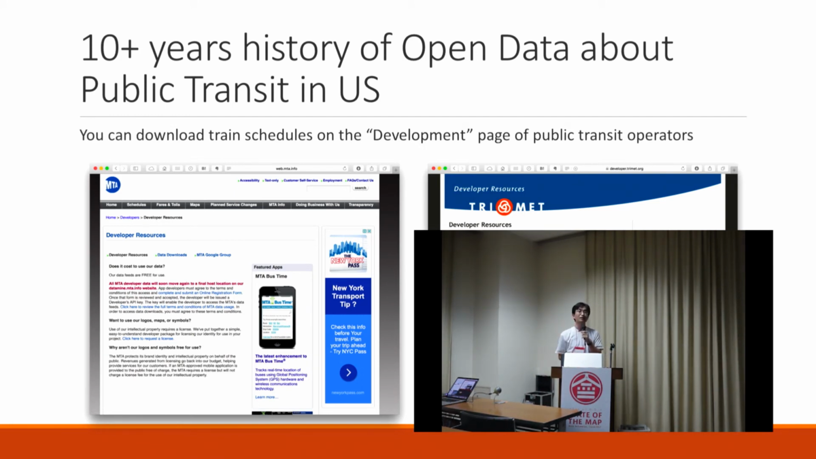If you visit US transportation operators, like in New York, or even in small cities, operators of public transportation, including buses and local trains, have a link for developers, and there you can just download the schedule data, and sometimes you can access real-time data of bus locations, like GPS data. Also, some web pages introduce the applications developed by the developers. This has been happening in the US for more than 10 years.